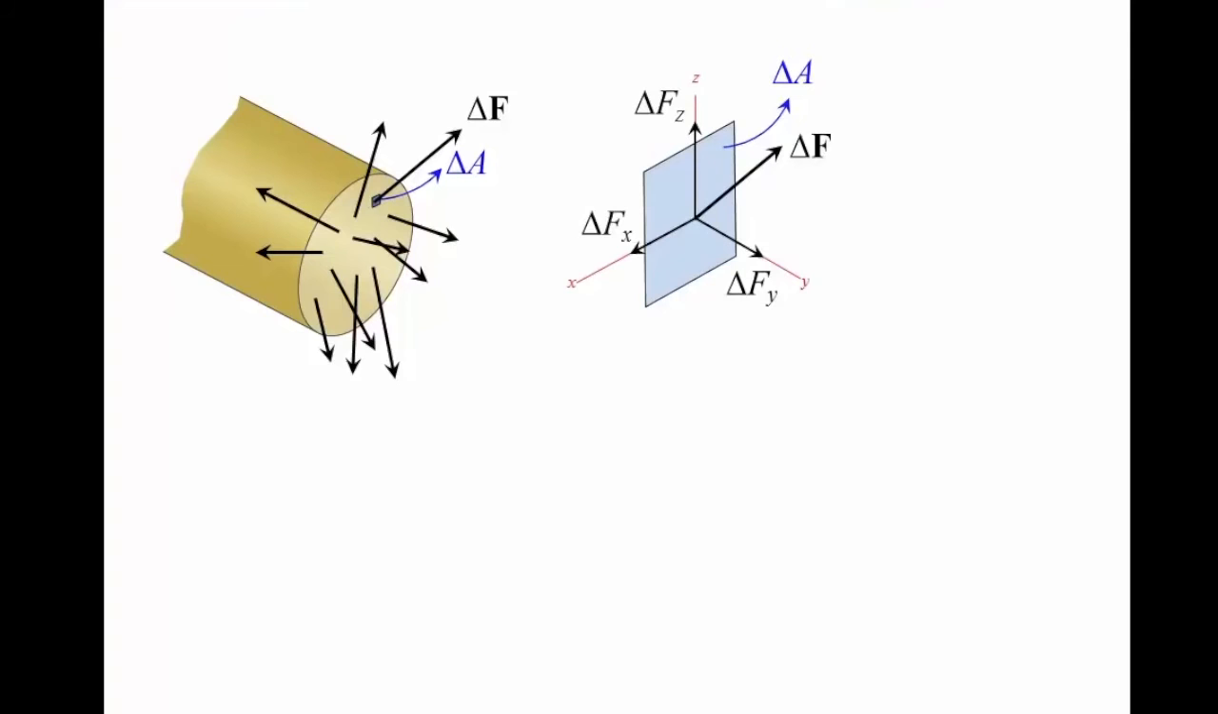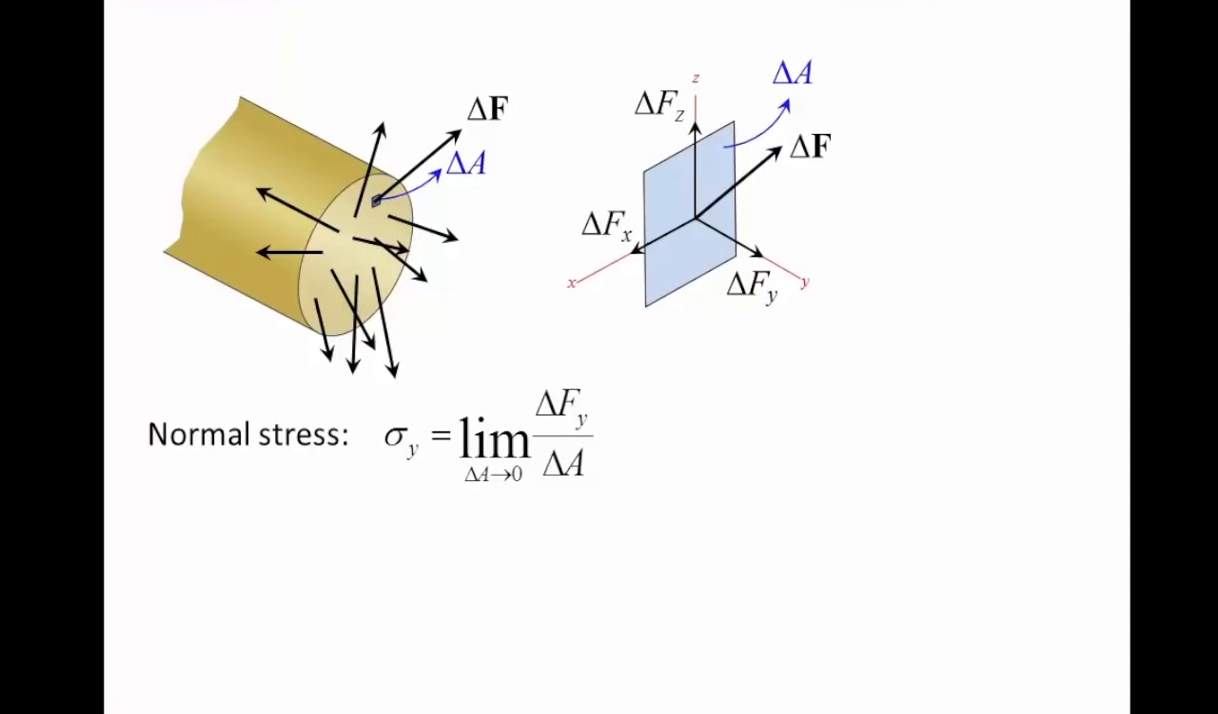Let's look at a very small area, a differential area, delta A, on this cross-section. And the force acting on this small area is delta F. Let's zoom in on this area. This force delta F can be resolved into 3 components along the x, y, and z directions respectively. Again, the first component along the y direction is the normal force, and the x, z components are shear forces. When this area delta A approaches 0, the area becomes a point, and the normal stress sigma at this point is defined as delta Fy over delta A.